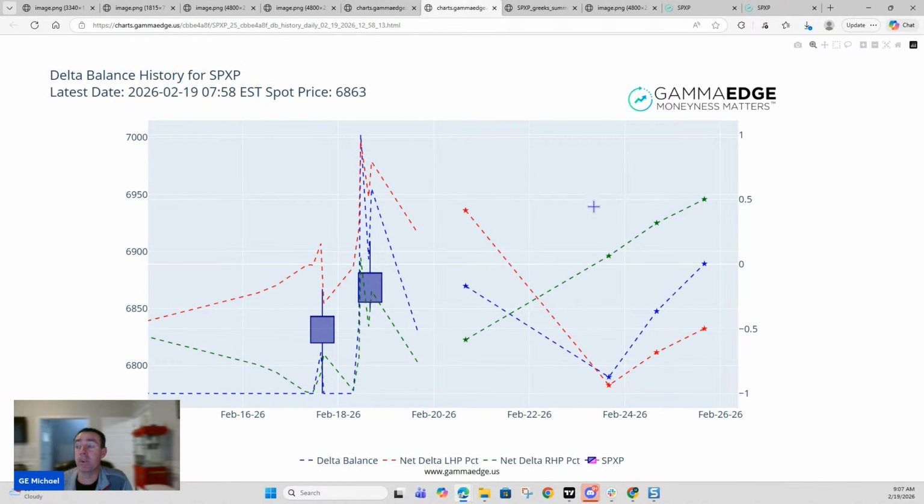All right, moving on, the delta balance chart for the SPXP. Again, this is separating the option structure from above spot price. That's the right-hand plane, our green dotted line. Below spot price is your left-hand plane. That's the red dotted line. And then the aggregate is the delta balance.